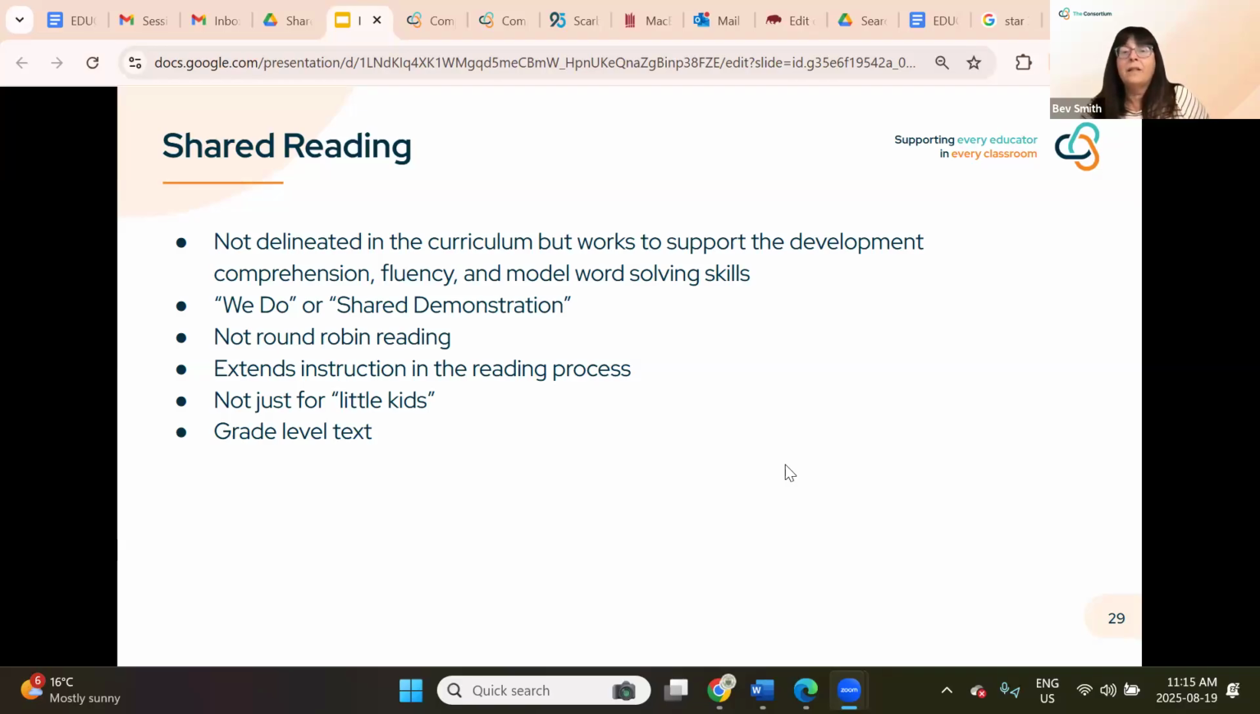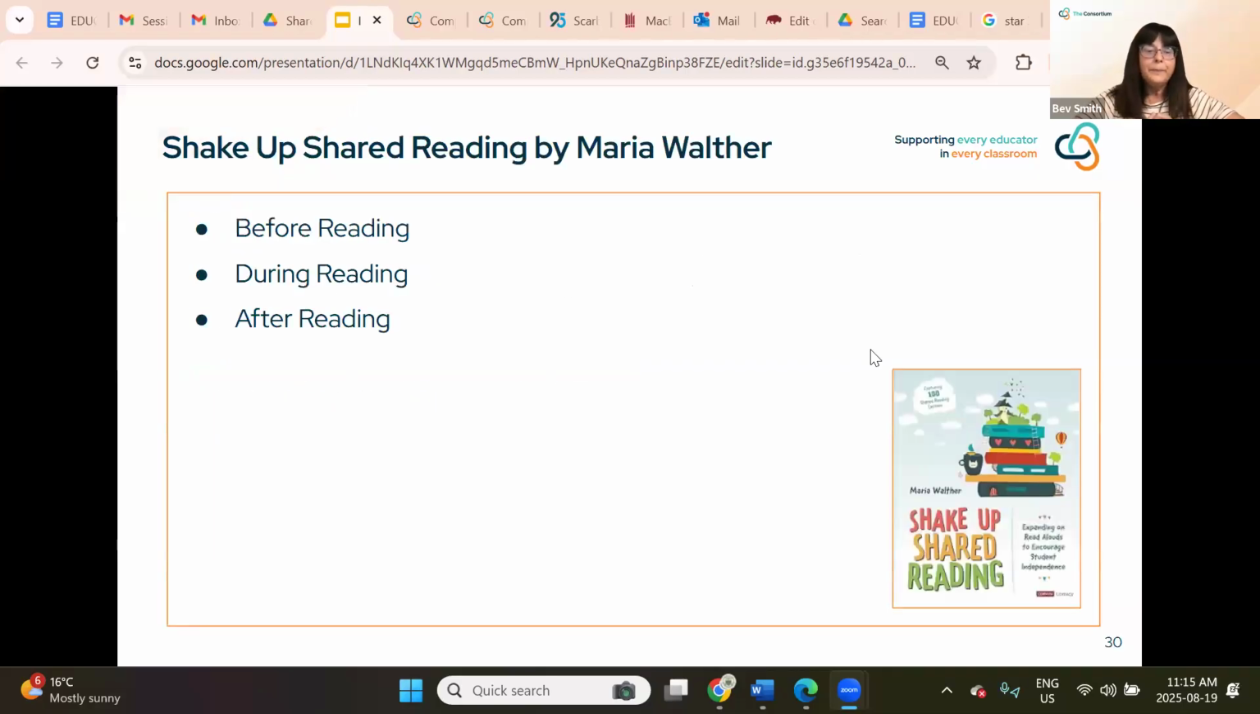Use grade level text. So even if you have some students who are below level, they are getting that support through the group, through you and the group. So it's still appropriate to use that grade level text. And in fact, research is showing that it is helpful for students to have some experience with more difficult level text. One of the great resources that I have found is Shake Up Shared Reading by Maria Walter. You'll see the image on the next slide.